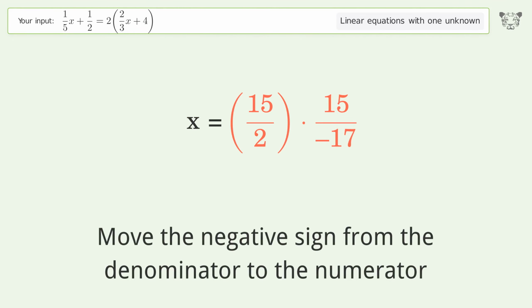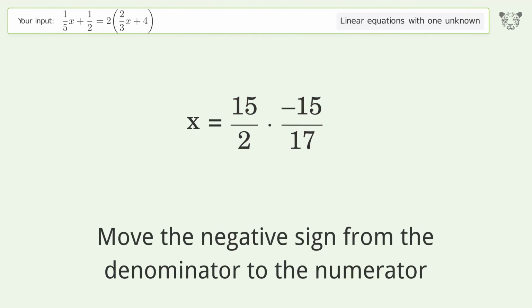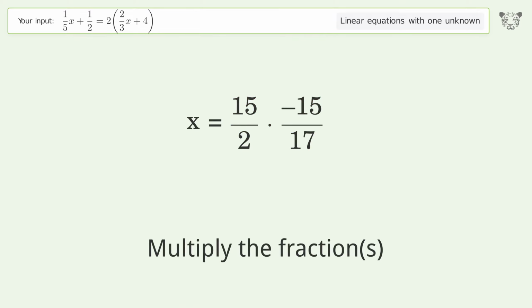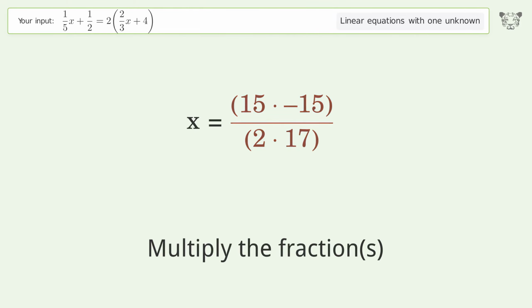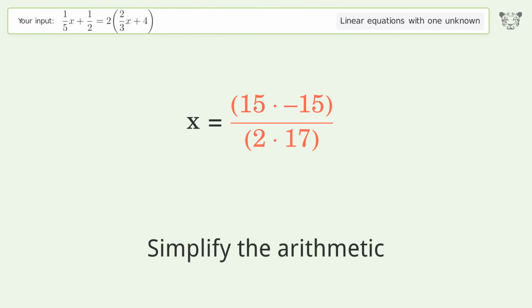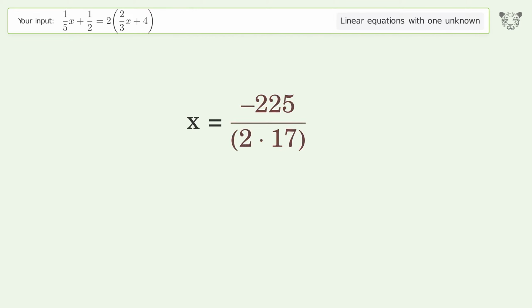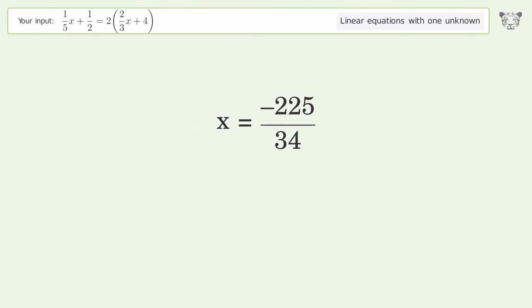Move the negative sign from the denominator to the numerator. Multiply the fractions. Simplify the arithmetic. And so the final result is x equals negative 225/34.